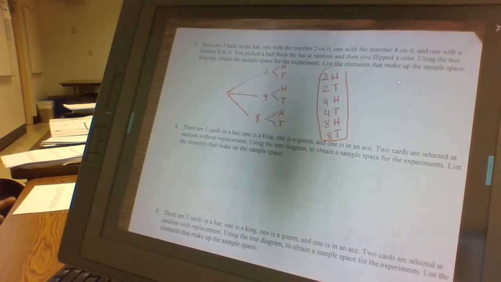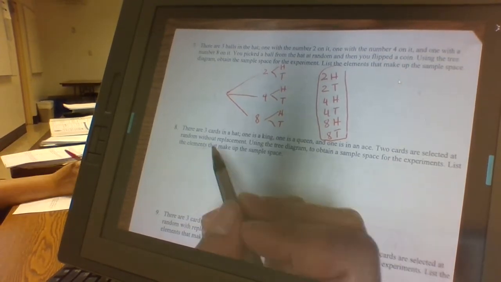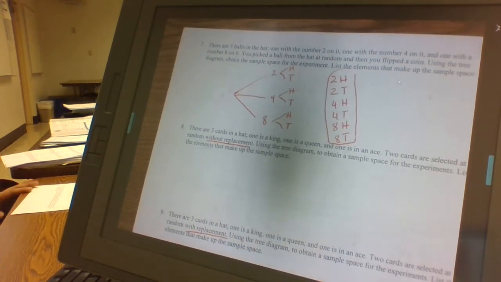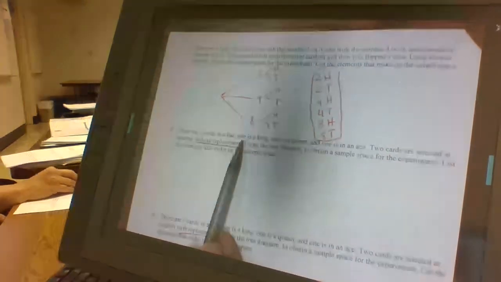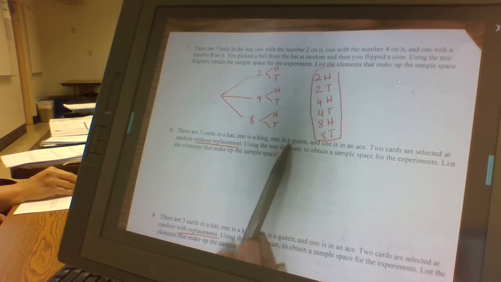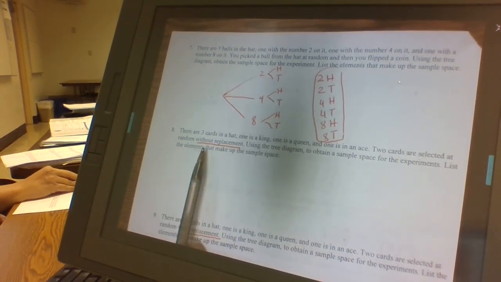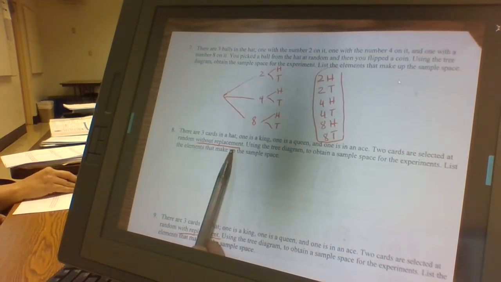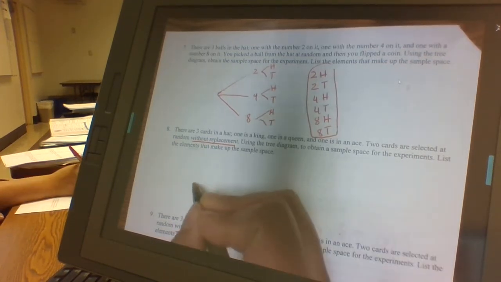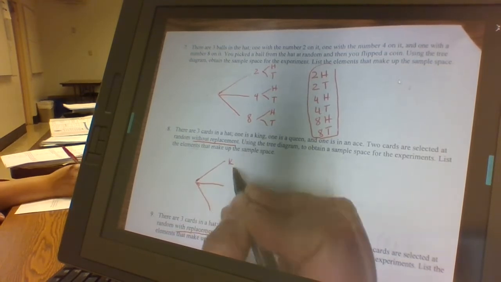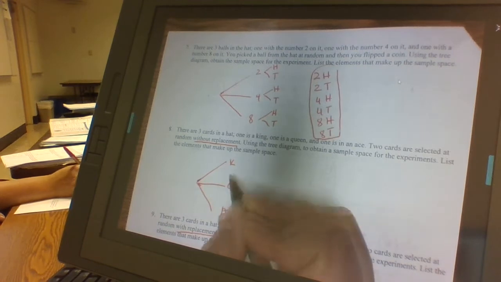Now, number 8 and number 9, it's the same question, except one of them says without replacement and one of them says with replacement. That's just it. So the first one says you have 3 cards in a hat, 1 a king, 1 a queen, and 1 an ace. 2 cards are selected without replacement. So what are my first 3 options? King, queen, and ace. Very good.